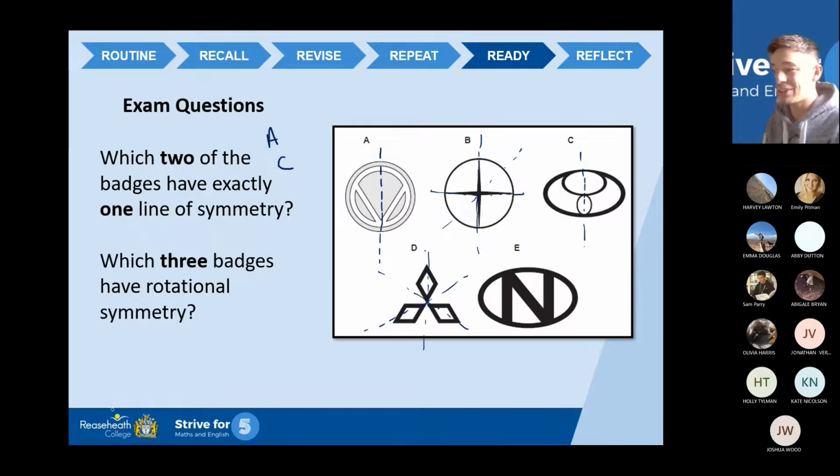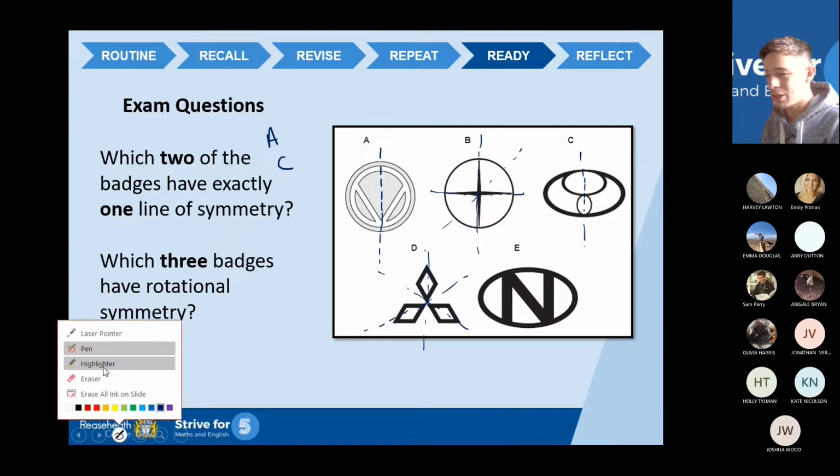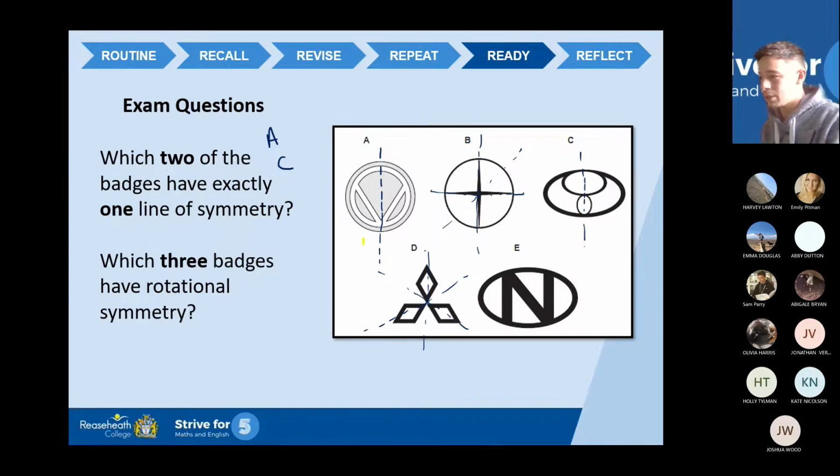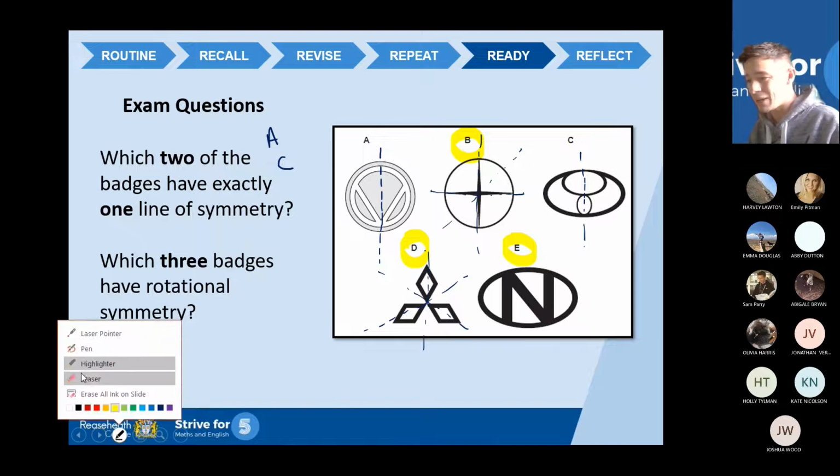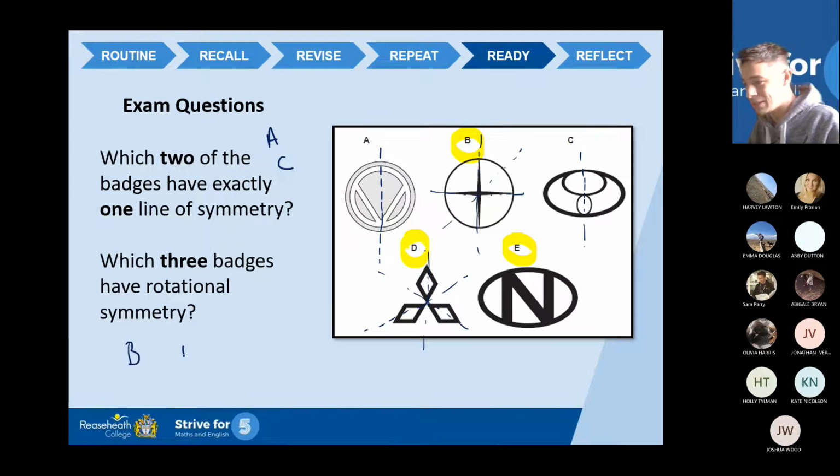And it says here, which three badges have rotational symmetry? So which three badges can you rotate and they will look the same? So definitely B, definitely D, and definitely E. You can rotate those shapes and they will maintain that same starting position. So B, D, and E. And I'll write that down just so it's nice and clear. Often tends to be the shapes we've not identified yet.